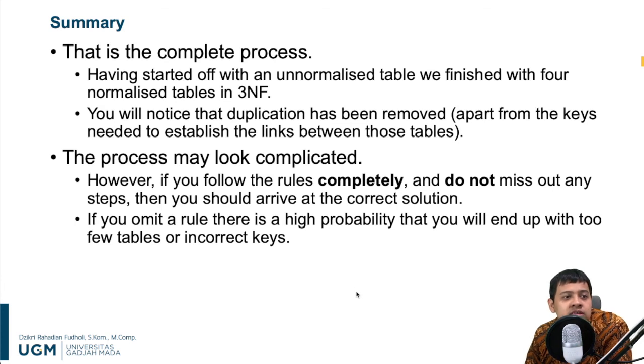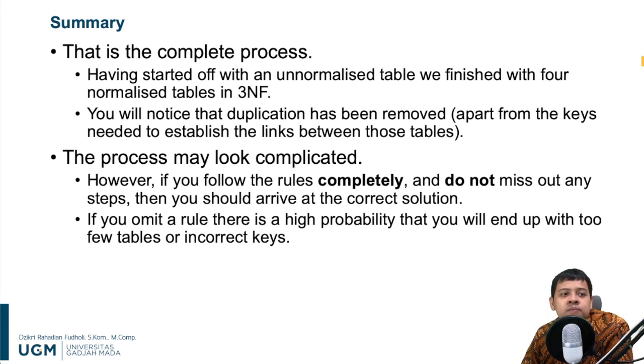So to summarize, this is the complete process, which starts off with an UNF until we finish with 4 normalized tables in 3NF. So, bottom up from UNF to 3NF. You will notice that duplication has been removed apart from the keys to establish the links between tables, keys and foreign keys.